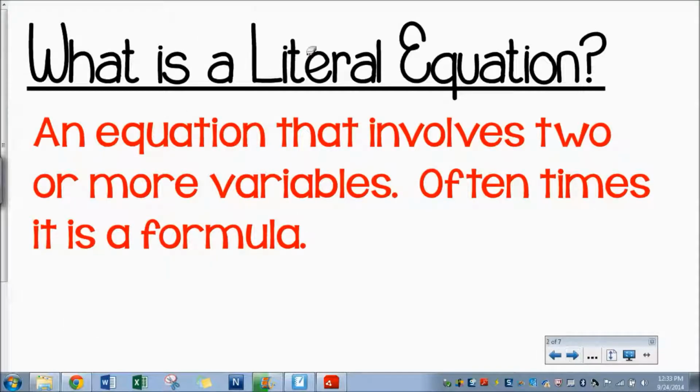So first, what is a literal equation? It is an equation, so that means we have an equal sign in there, that involves 2 or more variables. So it is not something like x equals 5. That's just telling you the value of x. A literal equation is going to have 2 different variables, such as area equals length times width. So A equals LW. And oftentimes it is a formula, so that means that those variables are representing specific quantities.